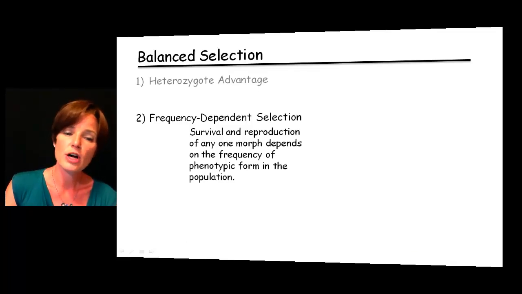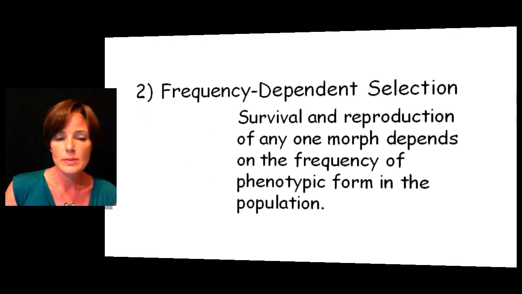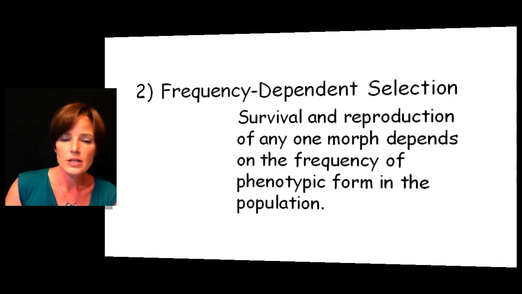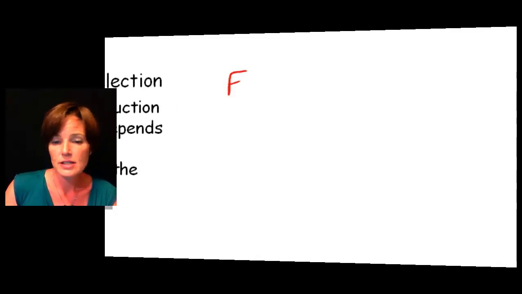We can also have what we call frequency-dependent selection. This means that the survival and reproduction of any one morph or any one phenotype depends on the frequency of that phenotype in the population. Now, this can be a positive selection. It could be a negative selection. Typically, you hear it talked about in a negative way. But one good example of this is the flu virus.